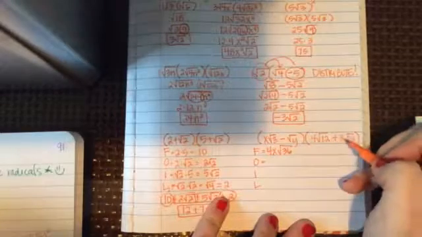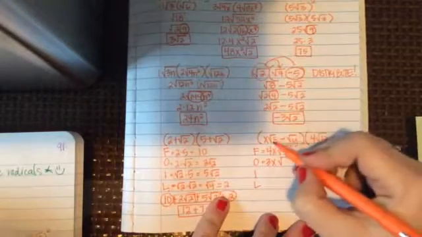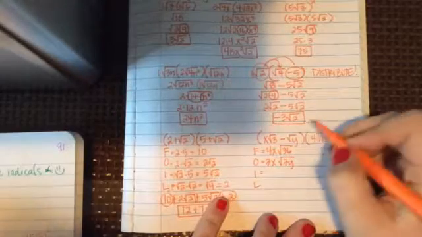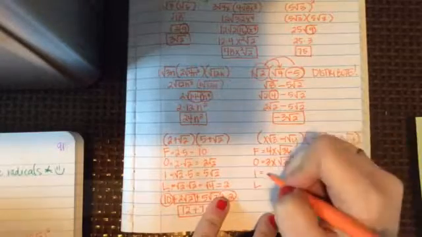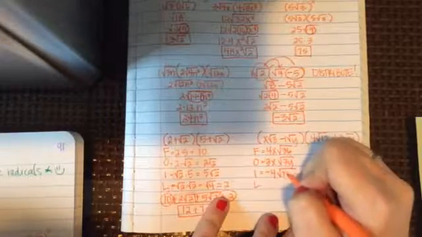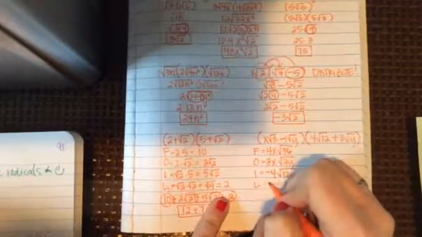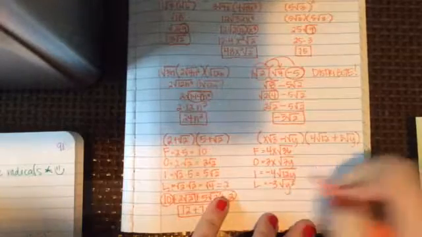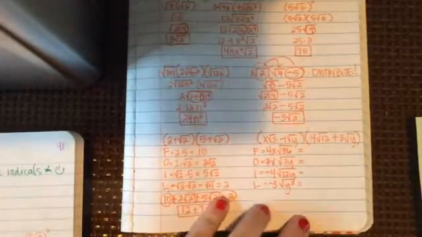Outside, x times 3 is 3x. 3 times y is 3y. Inside, -1 times 4 is -4. y times 12 is 12y. Last, -1 times 3 is -3. And y times y is y squared. All right, let's simplify.